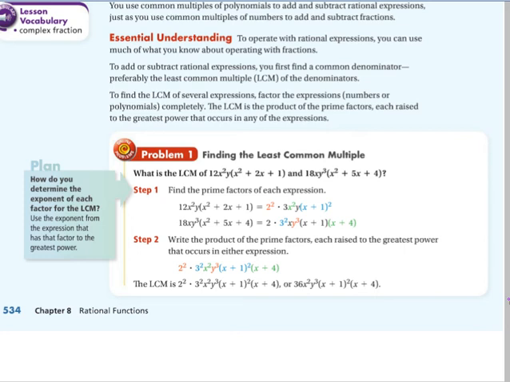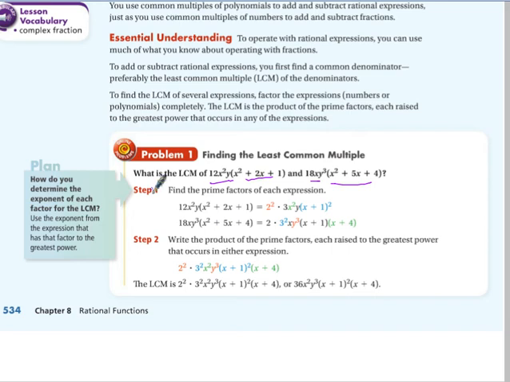So first of all, finding least common multiples in expressions. What is the least common multiple of this and this? What we do is we find the prime factors from each expression. We write the product of the prime factors, each raised to the greatest power that occurs in either expression, and that's what we get. So the least common multiple here for all of this is 36x squared y cubed, (x plus 1), y squared, (x plus 4). Whew. That ain't easy.